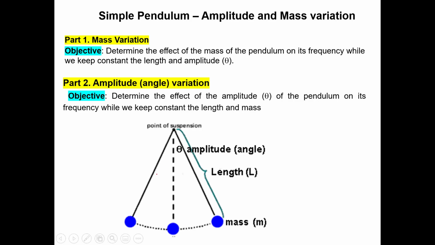In the second part, we want to keep constant the length and the mass, and we want to know the effect of the amplitude on the frequency of the oscillation of the pendulum. Again, in the second part, we will keep constant the length and the mass. We are not going to change the mass, but we will change the amplitude, and we will see the effect of the amplitude on the frequency of the motion of the pendulum.